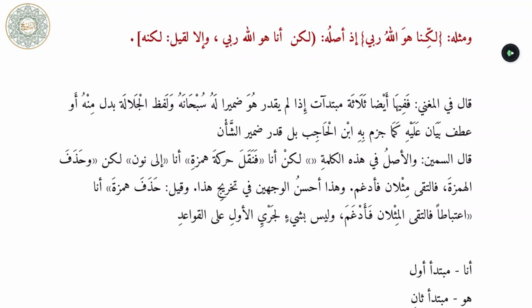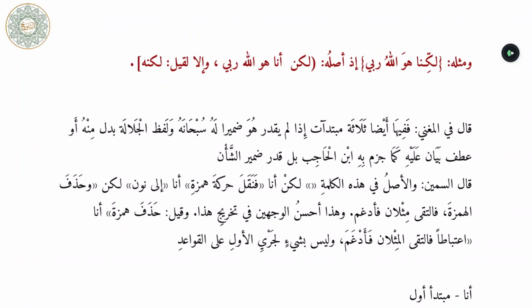Lakinna huwa Allahu Rabbi. In fact, pause the video and try doing i'rab. And he's giving you a hint. Asluhu lakin ana huwa Allahu Rabbi. How do we do i'rab of the structure? How do we understand the structure? Again, we have sentences within sentences. And after doing i'rab, translate as well. The correct translation is, however, as for me, Allah is my Lord. Okay? Naam. As for me, Allah is my Lord.